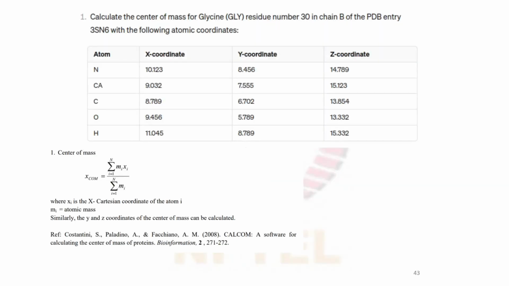Okay, here is the similar second question for calculating the center of mass of glycine, as in the coordinates given here. The similar atomic masses can be considered: nitrogen 14, carbon 12, oxygen 16 and hydrogen 1.